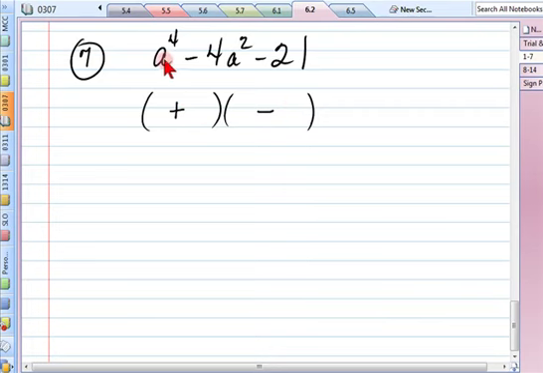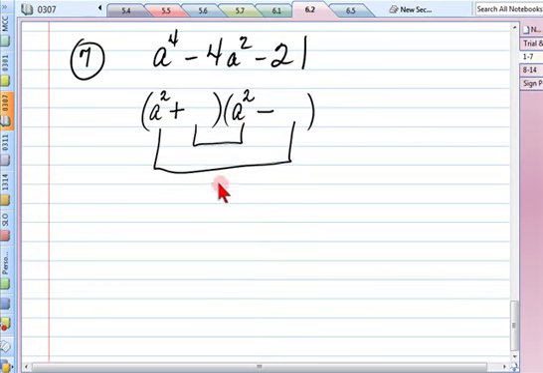Yes, it is. To get an a to the 4th, if blank times blank is a to the 4th, it is a to the 2nd times a to the 2nd. Because the product rule says add the exponents. Okay? Now, I have to multiply two things together to give me 21, and I have to think about this because my outer product will be negative, my inner product will be positive, so I'll be looking for a difference. So, a product of 21, a difference of 4.